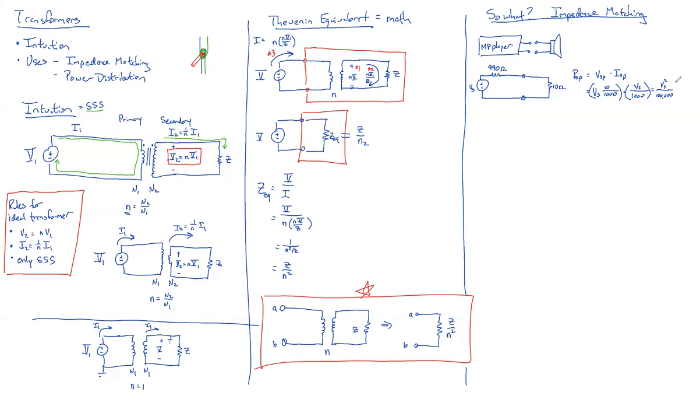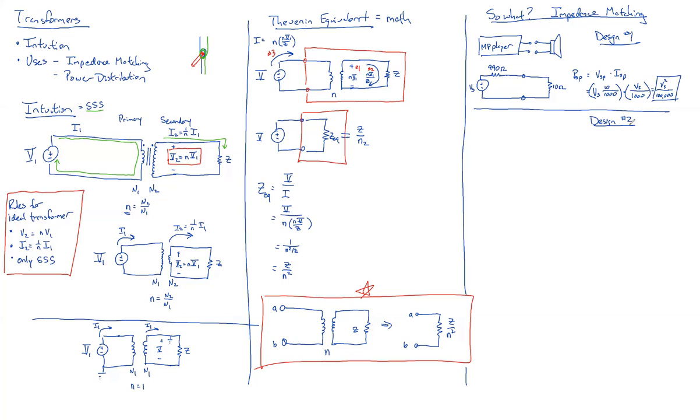So yikes, that's not really great. If our VS was 1 volt RMS, we've got 1 over 100,000th of a watt being delivered to our speaker. So it's not surprising that we didn't hear very much. Okay, so this is our first design, and that's obviously not going to work. So let's do another design.